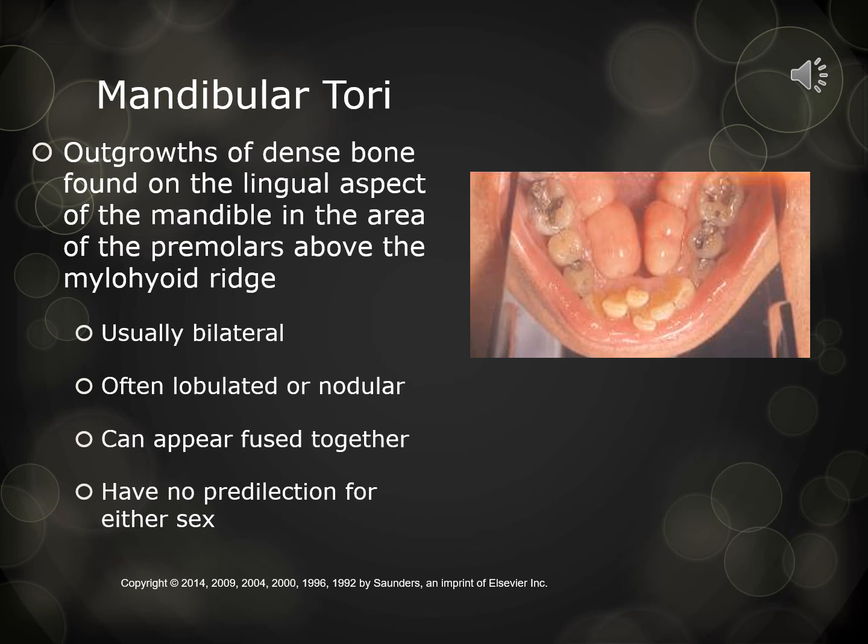This is a picture of mandibular tori. It can occur in both sexes, male or female. It can appear fused together. It can be bilateral and lobulated or nodular. It is a dense outgrowth of bone found on the lingual aspect of the mandible in the area of the premolars above the mylohyoid ridge.